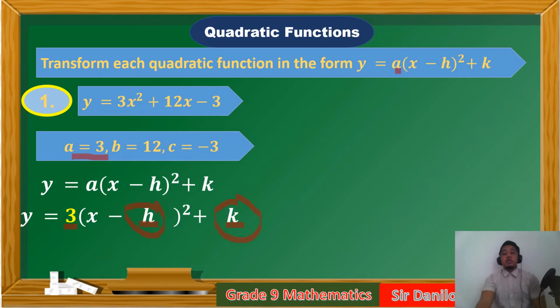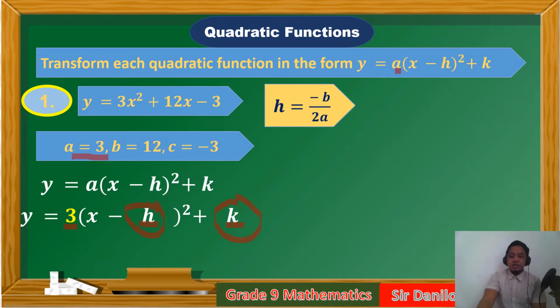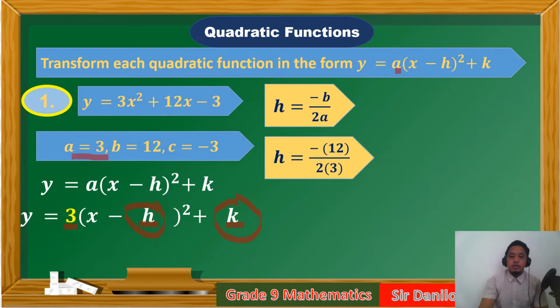Paano natin siya kukunin? We have this formula for h and k. H is equal to negative b all over 2a. Yan, kunin natin. So, you have h negative b. Ang b natin ay 12. Kaya palit natin yan. And don't forget, kailangan, don't forget yung parenthesis. Okay? Para, then remove the parenthesis by multiplying the signs. Okay? So, ito ay a mo ay 3.